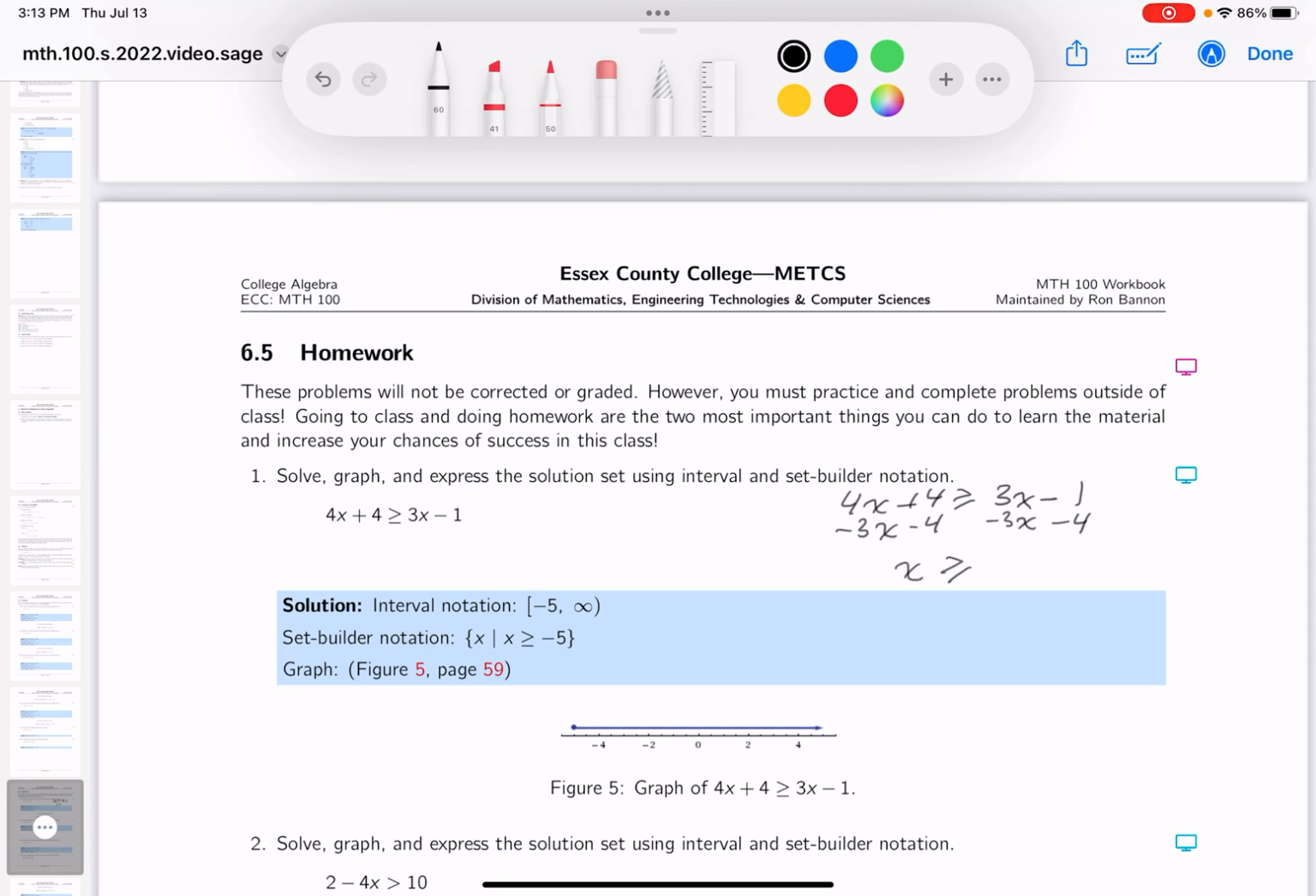Now, adding or subtracting anything from both sides of the inequality has no effect on the direction of the inequality. Now, what do you get on the right side? Minus 5. All right, I'm going to say it's solved. I can read it now. What does it say? X is greater than or equal to minus 5.